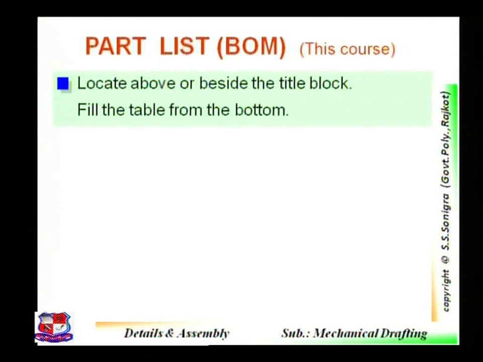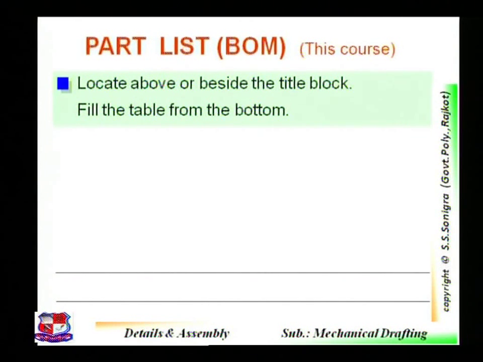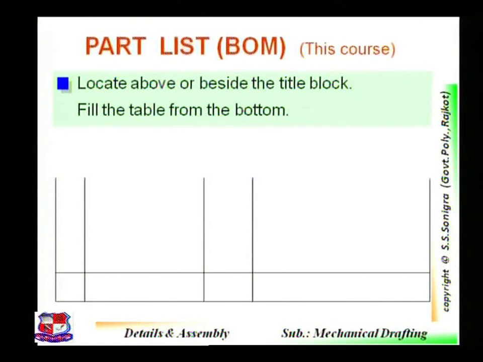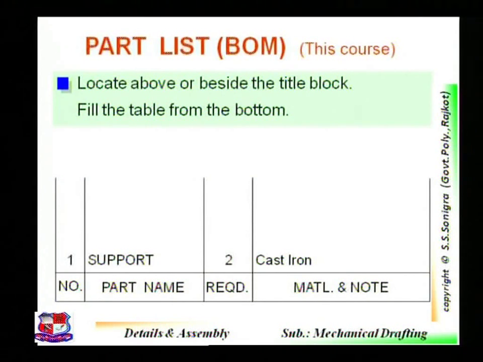Fill the table from bottom to top. In reverse manner, they are to be written like this. You should draw from the bottom, draw a table like this. First is the serial number, then part name, then required quantity, material and notes. They should be written over here. And the first component should be written like this.